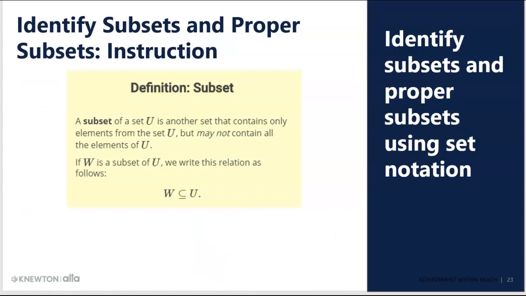A subset of a set U, or any set, is another set that contains only elements from the set U, but may not contain all of the elements of the set U. It can contain all of the elements of set U, but it doesn't have to. So you look at the set on the left and you decide, is every single element in the set on the left in the set on the right? You don't have to have the entire set on the right, but you have to be able to find everything in the left by picking from the set on the right.